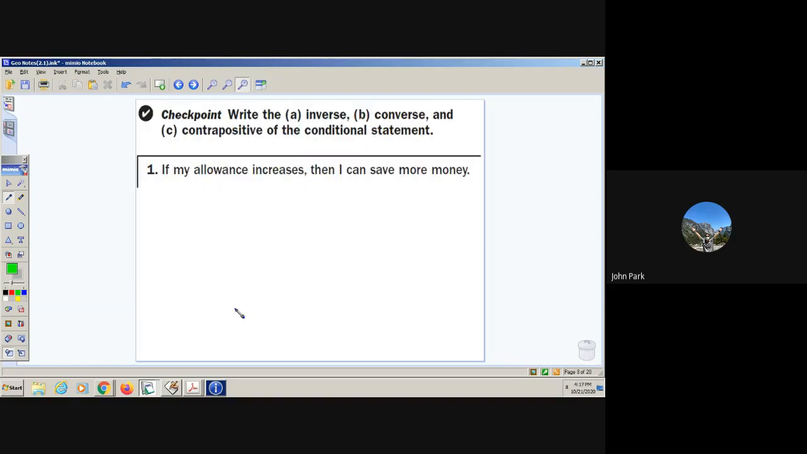So go ahead and take a look at this and pause it. Pause the video and see if you can write the inverse, converse, and contrapositive of the original conditional statement. Okay, if my allowance increases, then I can save more money, right? That would be nice. Okay, so go ahead and pause it and see if you can write the inverse, converse, and contrapositive.